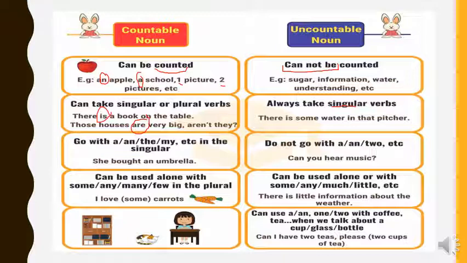We can use a or an, one or two with coffee, tea, when we talk about a cup, a glass, or a bottle. So I can say, can I have two teas? I mean two cups of tea. In this case, we can use the numbers.